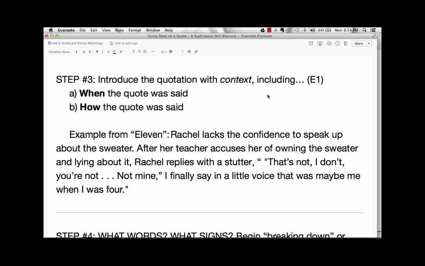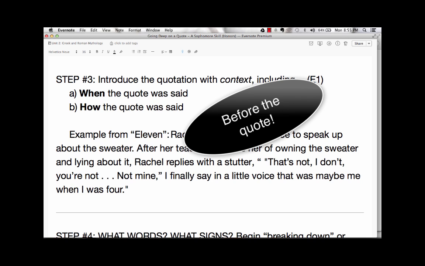So if we just drop a quote in on a reader, we give a claim, Rachel lacks the confidence to speak up about the sweater, and then we go right into the quote. The reader doesn't know who's saying it. They don't know when in the story it's taking place. And they can't follow your argument with you. So we really need to always, always, always give context before the quote. What comes after the quote is the breakdown, and I'm going to talk about that next.